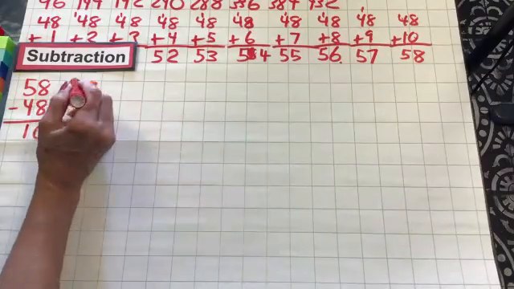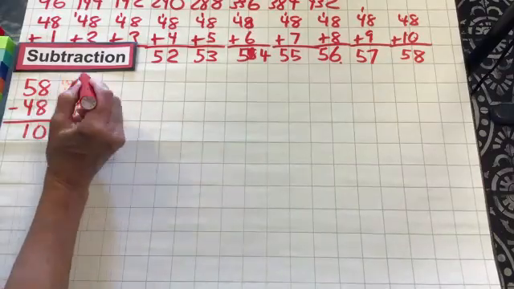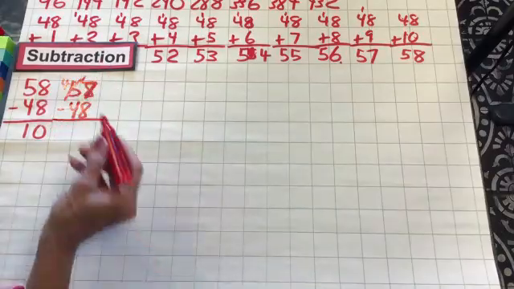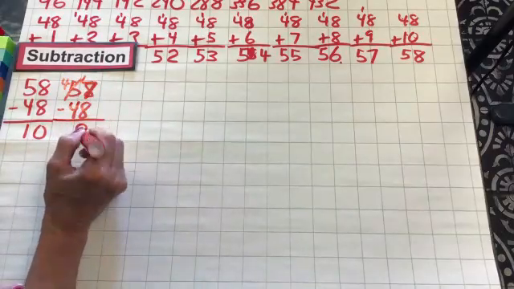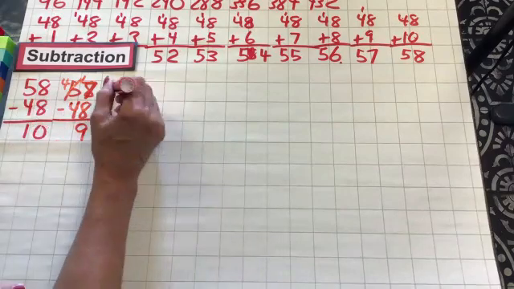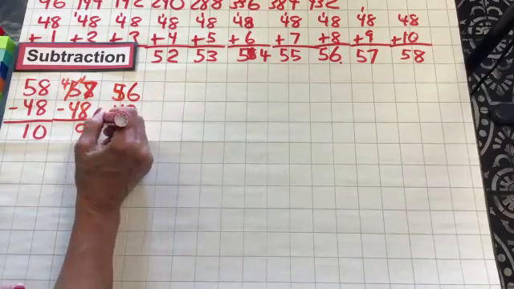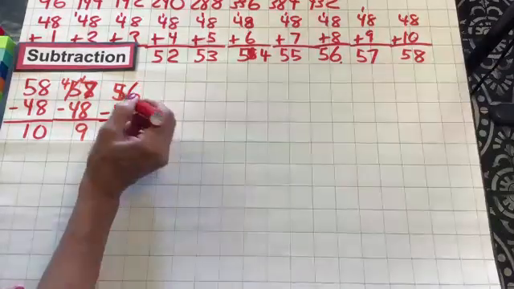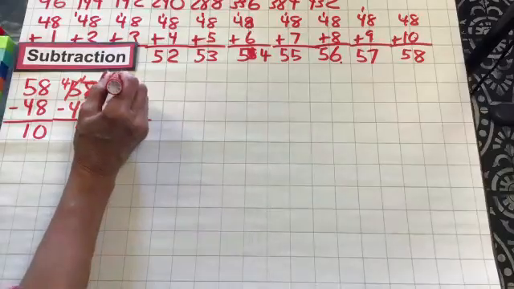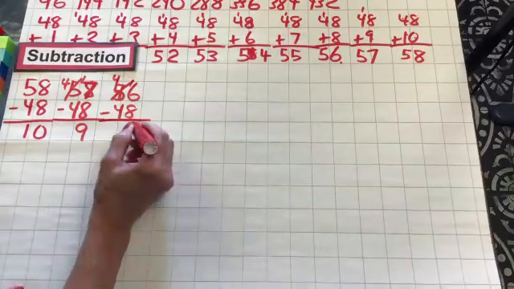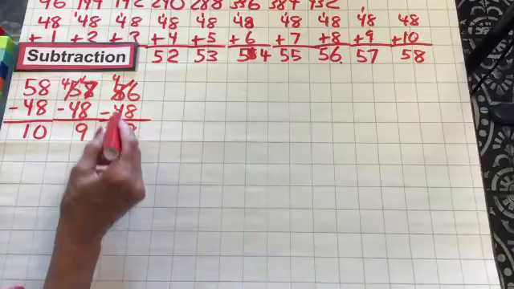8 from 7, we can't do. Borrow from the 5, leaving 4, making that 17 minus 8 is 9. 4 minus 4 is nothing. 56 minus 48. 8 from 6 can't do. Borrow from the 5, leaving 4, making that 16 minus 8 is 8. 4 minus 4 is nothing.